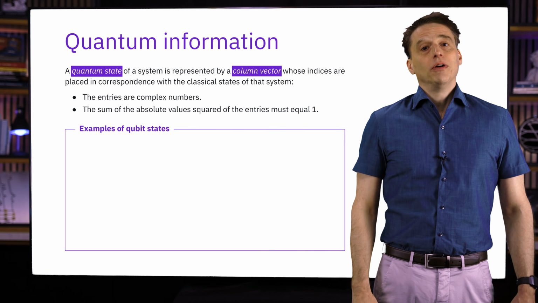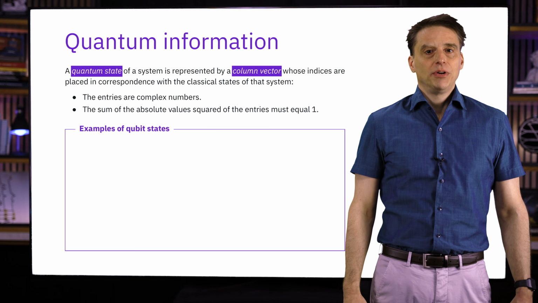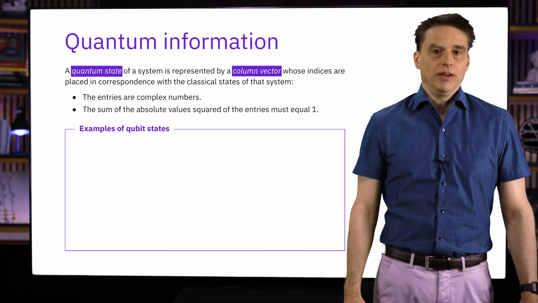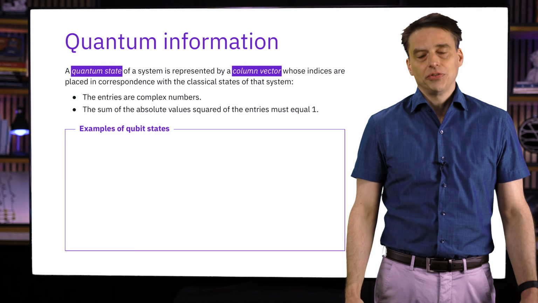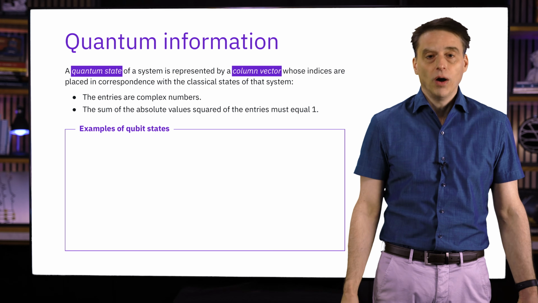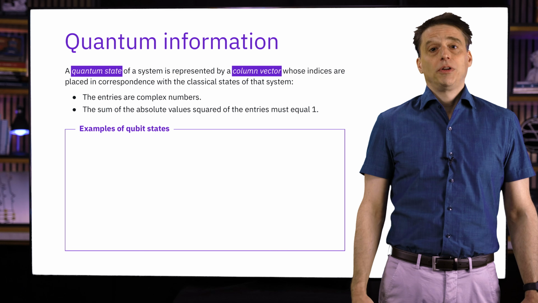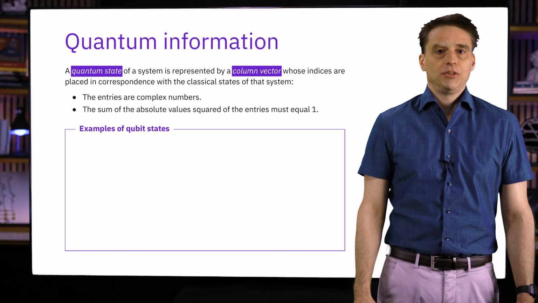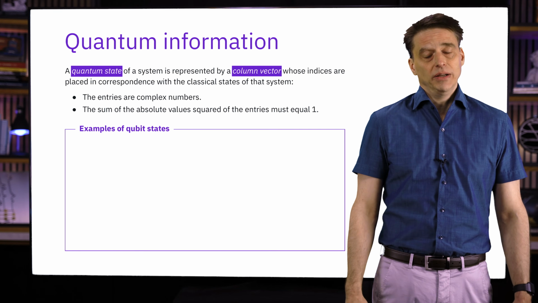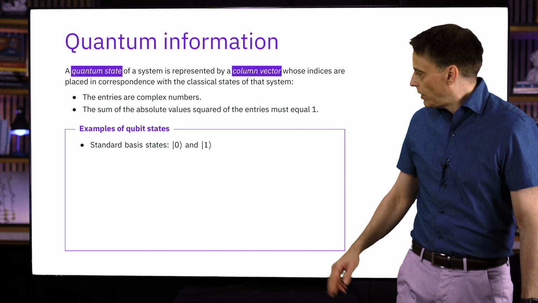Here are a few examples of quantum state vectors, and these particular quantum state vectors are qubit state vectors, which means that the classical states of our system are 0 and 1. The word qubit is short for quantum bit, which is really just a bit that can be in a quantum state.